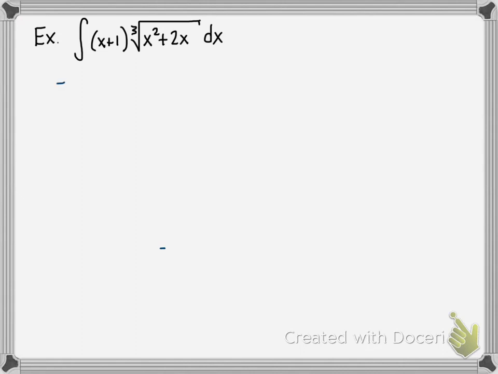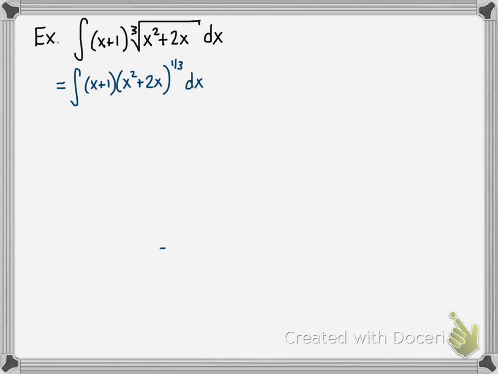So the first thing I'm going to do is I see that I have a root, and so I'm going to rewrite that root as a power. So I have the integral of x plus 1 times x squared plus 2x raised to the 1/3, because a root of 3 means I have a fraction with a 3 in the denominator. And then I have a dx at the end.